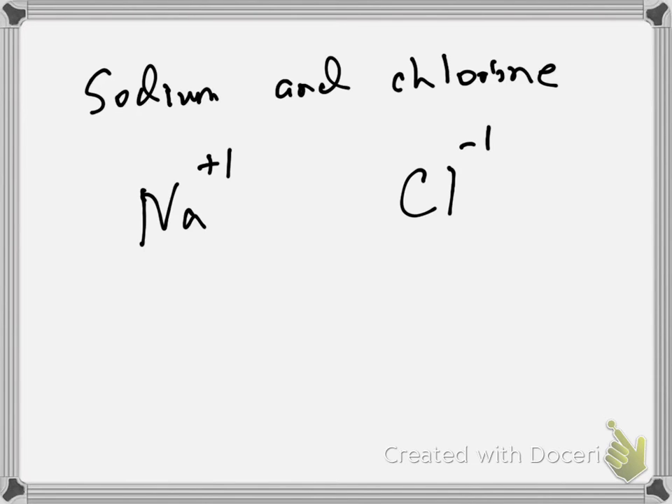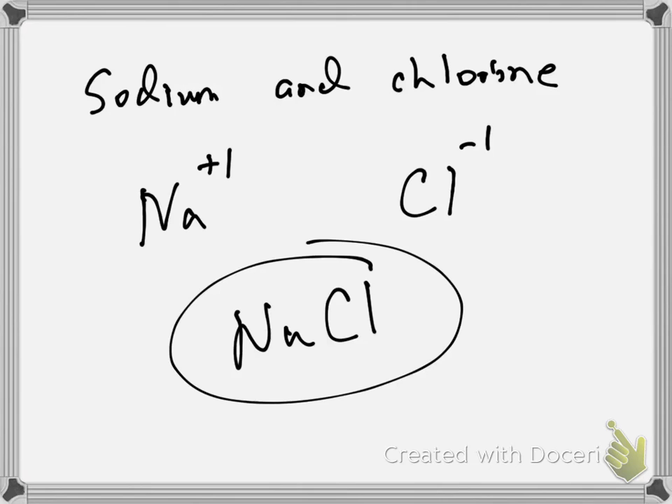So in that case, when they cancel each other out, a +1 and a -1, a +2 and a -2, a +3 and a -3, you don't do any crossing over, you just put them together. So it's NaCl, and that is the formula for sodium and chlorine when they come together. There's no numbers, it's just smashing it together.